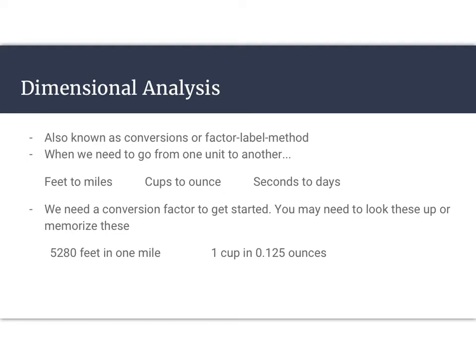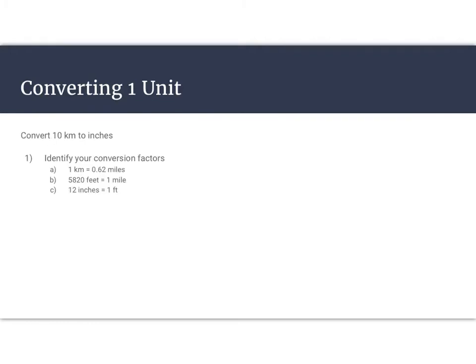We will always need what we call a conversion factor to get started. You may need to look these up or you will need to memorize them. For the AP exam, it's pretty much expected that you know some very common ones, especially with our metric conversions. So a conversion factor will look like 5,280 feet in 1 mile, or 1 cup equals 0.125 ounces. All right, let's try this out.